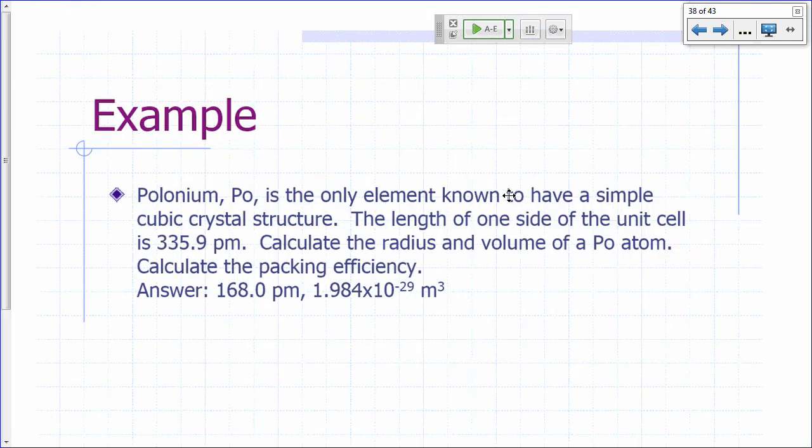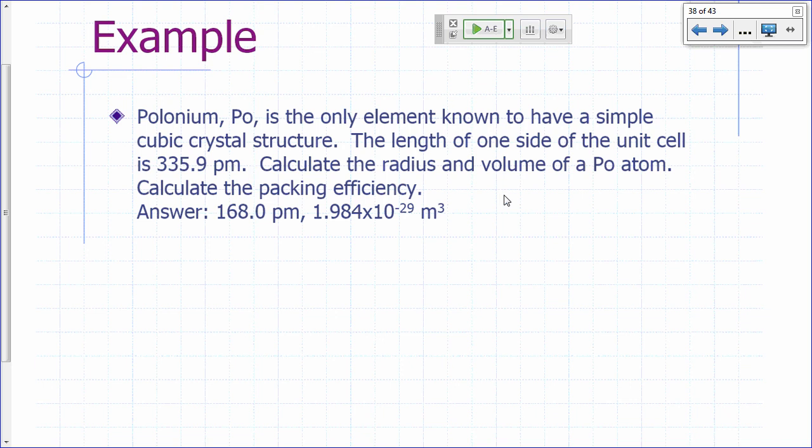What about if you're dealing with, okay, here's an example. Polonium. Okay, going back to polonium, what's the length of one side? We said it was 335.9 picometers. Okay, let's figure out what the size of a polonium atom is.